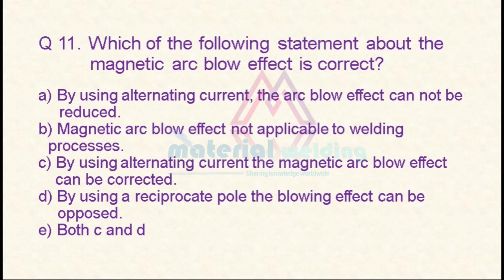Question 11. Which of the following statements about the magnetic arc blow effect is correct? A. By using alternating current, the arc blow effect cannot be reduced. B. Magnetic arc blow effect is not applicable to welding processes. C. By using alternating current, the magnetic arc blow effect can be corrected. D. By using a reciprocating pole, the blowing effect can be opposed. E. Both C and D.